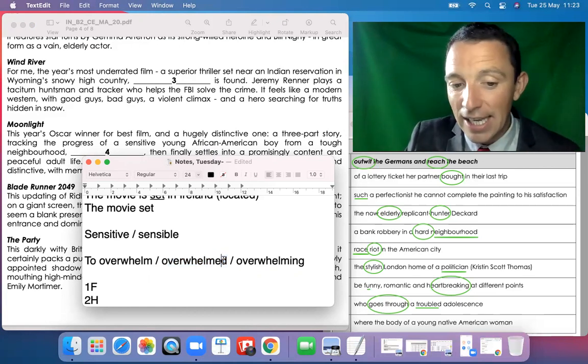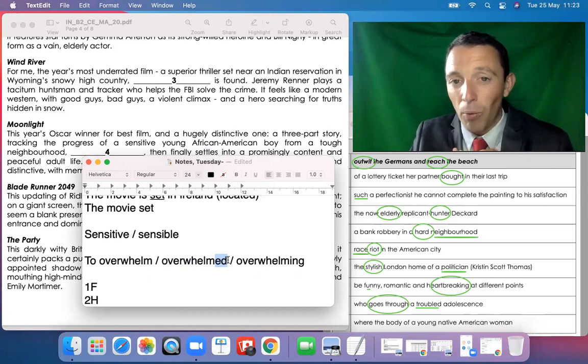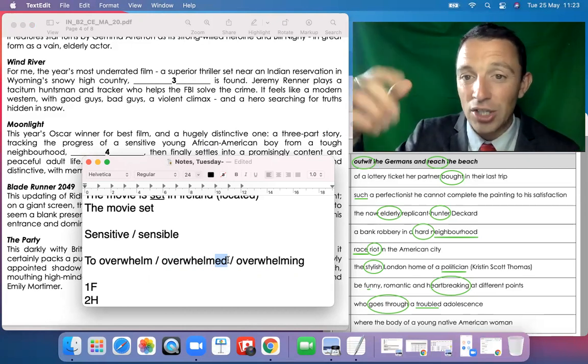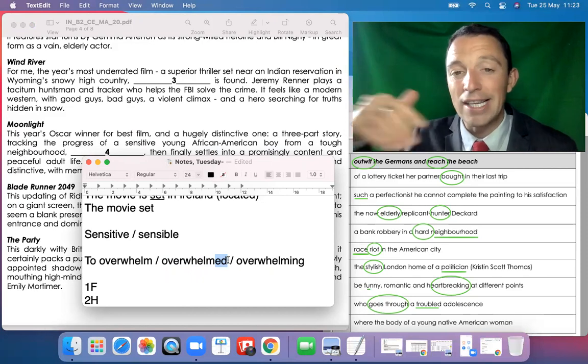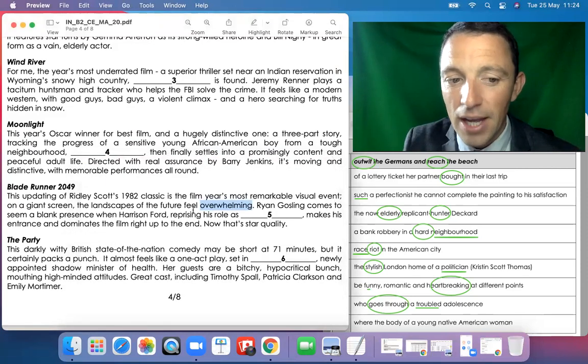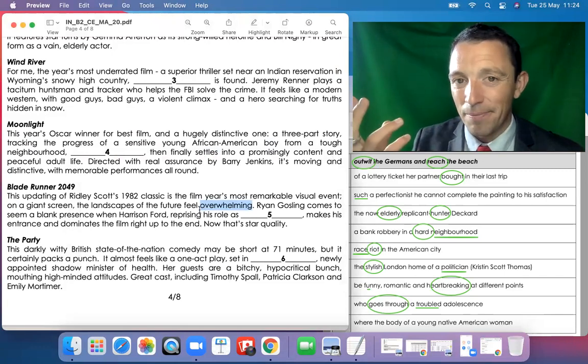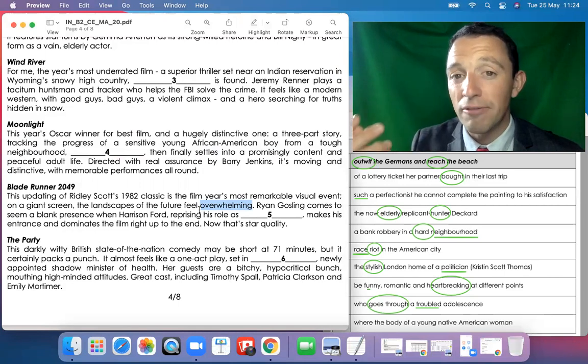Overwhelmed, ed, is for the personal sensation and the personal feeling. I am overwhelmed, but the action is overwhelming, okay? Or the work is overwhelming, and it's very, very good vocabulary. And here, the future or the landscapes are maybe excessive, okay? Too much stimulus, too much information.